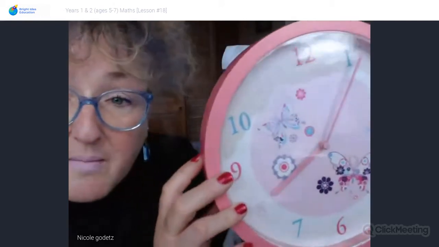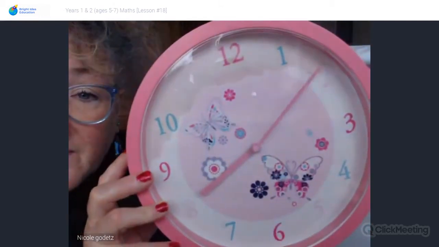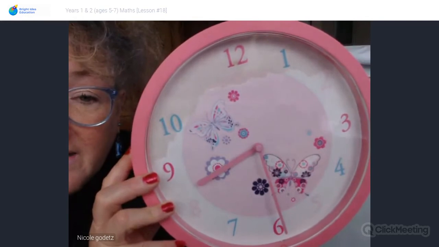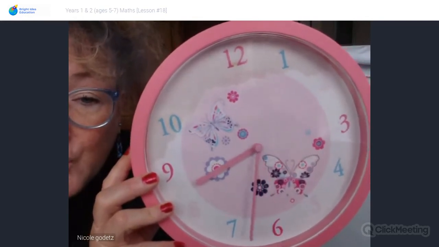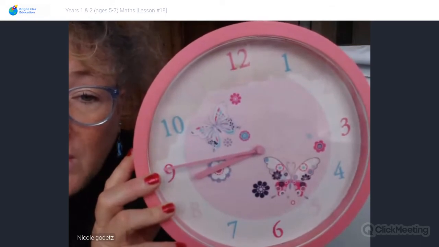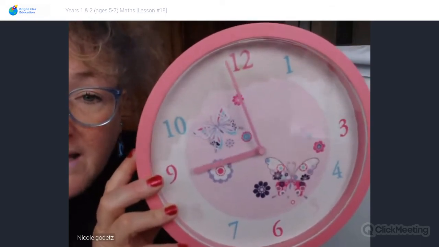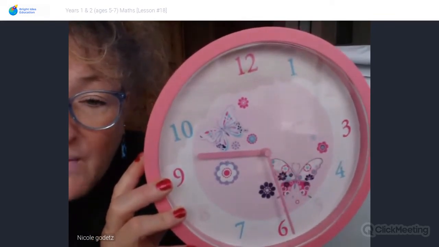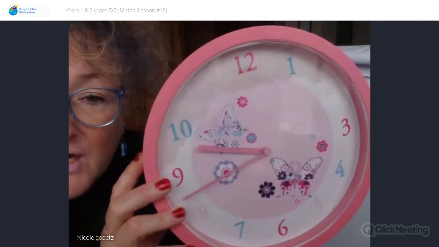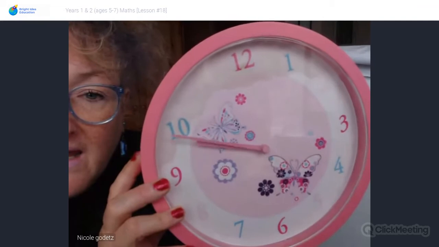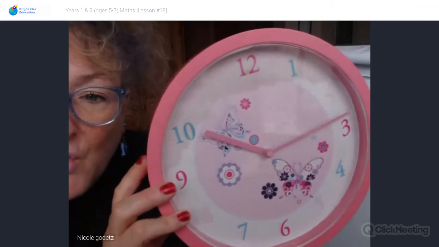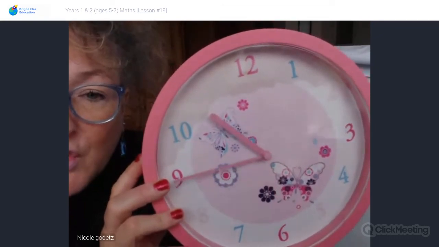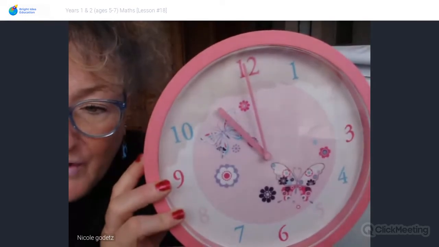Okay, so quarter past 8, half past. See, we're halfway between the 8 and the 9. Now we start using the to. Quarter to 9, 9 o'clock. Quarter past 9. Watch that hour hand. Half past 9. Quarter to 10, 10 o'clock. Quarter past 10. Half past 10. Quarter to 11, 11 o'clock.